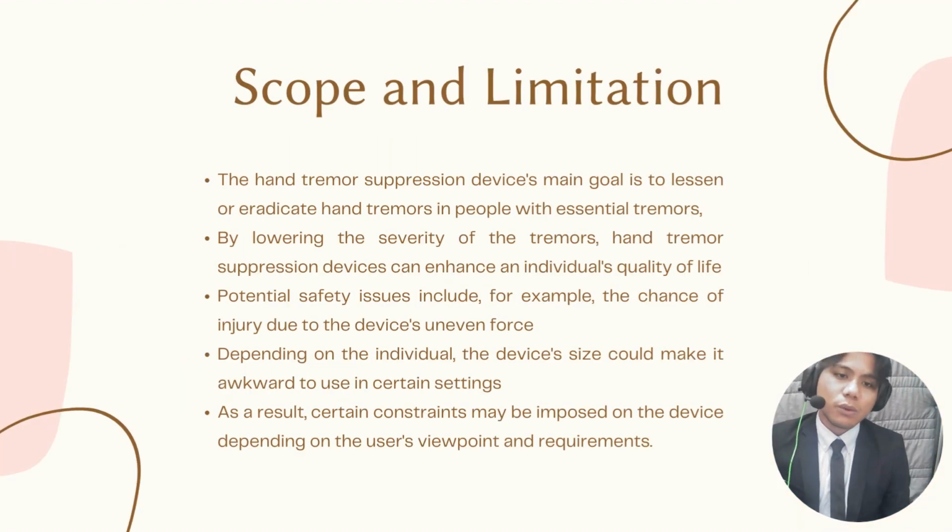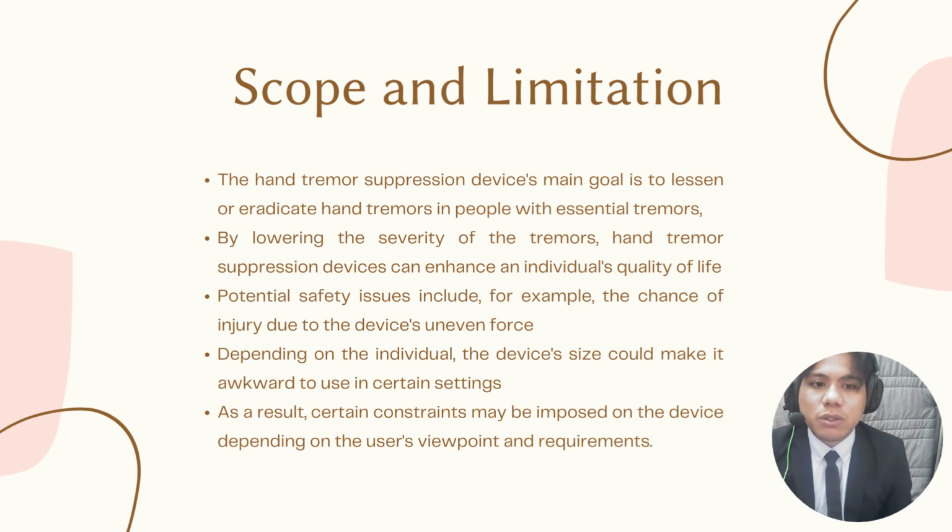For the next part, I will talk about the scope and limitation of the project. The hand tremor suppression device's main goal is to lessen or eradicate hand tremors in people with essential tremors, Parkinson's disease, or other neurological illnesses that produce tremors. By lowering the severity of the tremors, the head tremor suppression device can enhance an individual's quality of life.